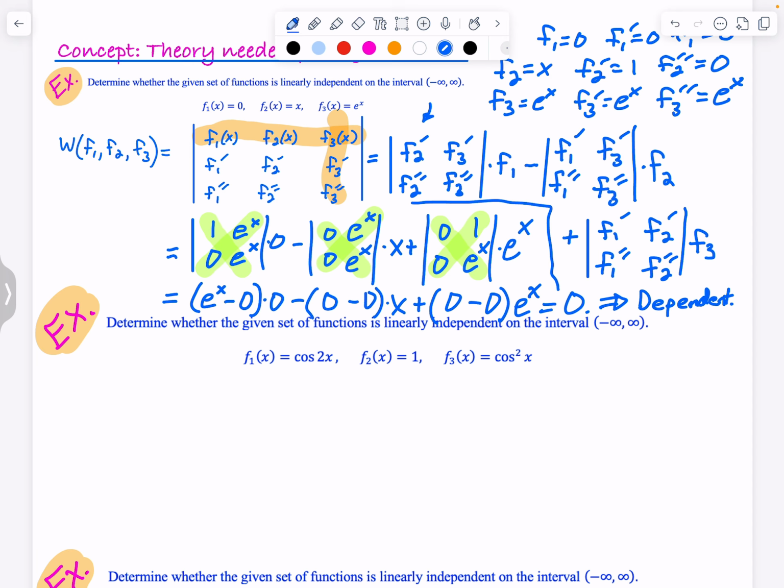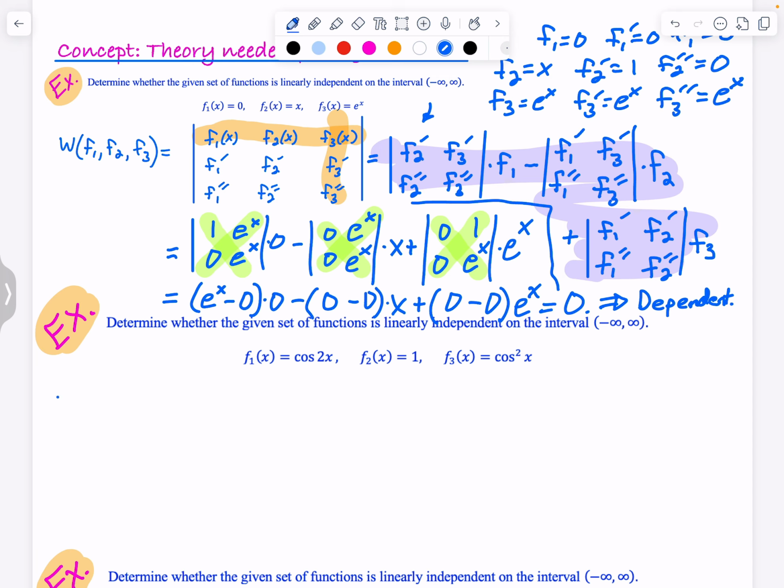This will get easier with time. Also, we'll be able to skip this whole step right here. I'll show you in this next example. We don't need to write it out like that. We can just fill in the original determinant, the original Wronskian, and run through it. It'll be much quicker. Once you guys do a handful of these, you get pretty quick.